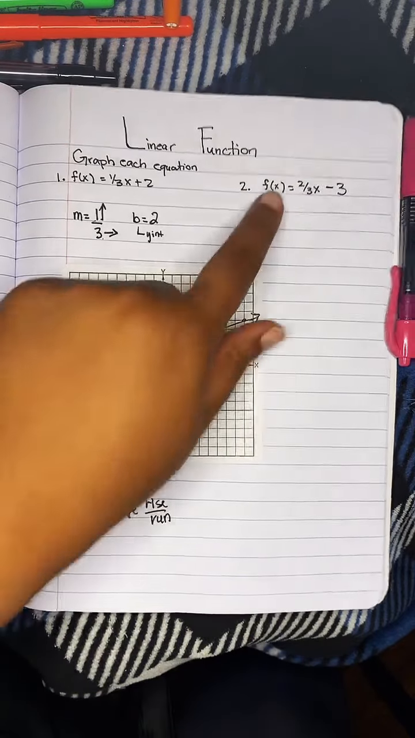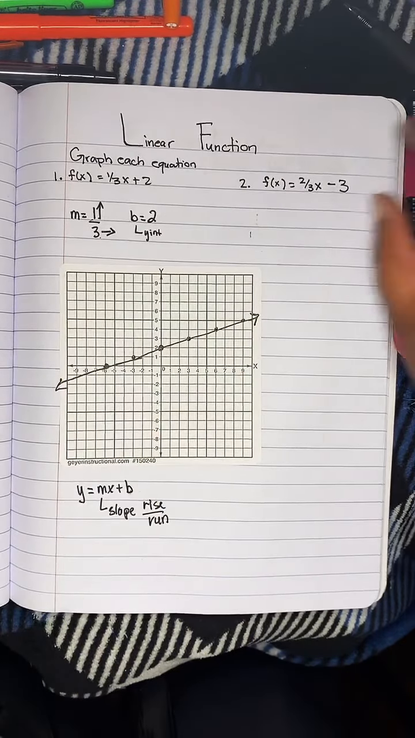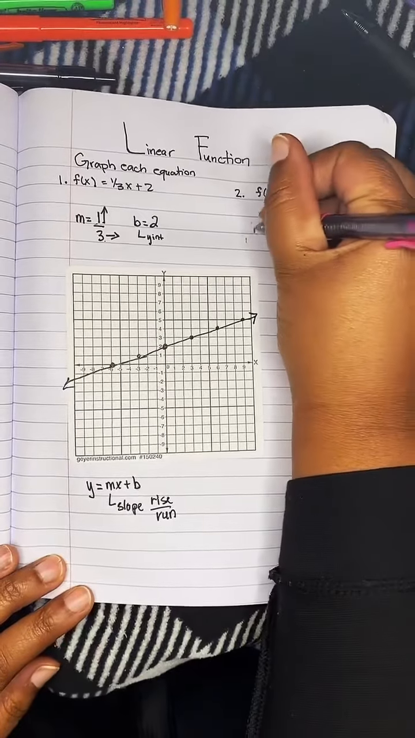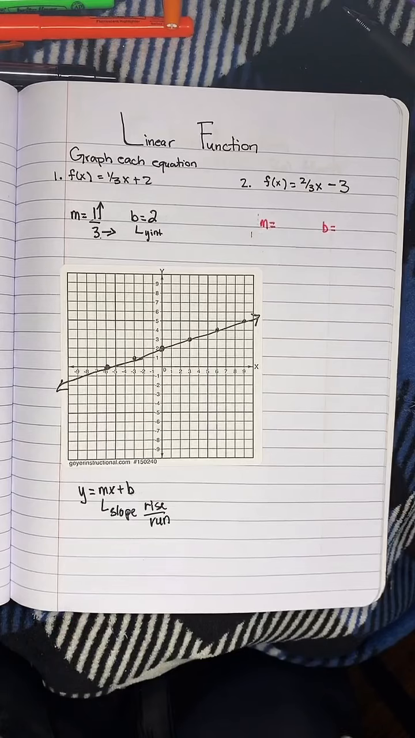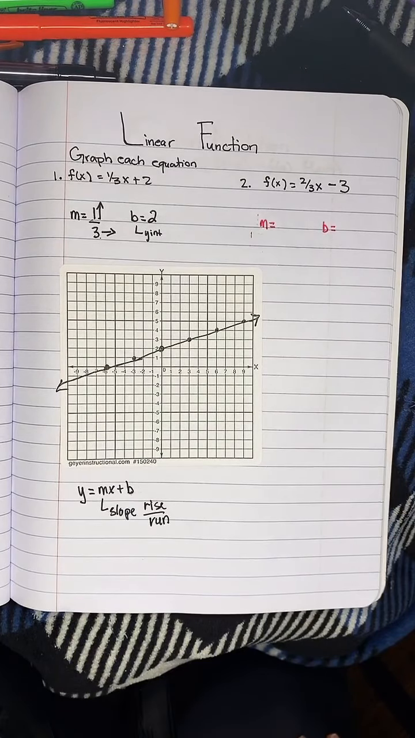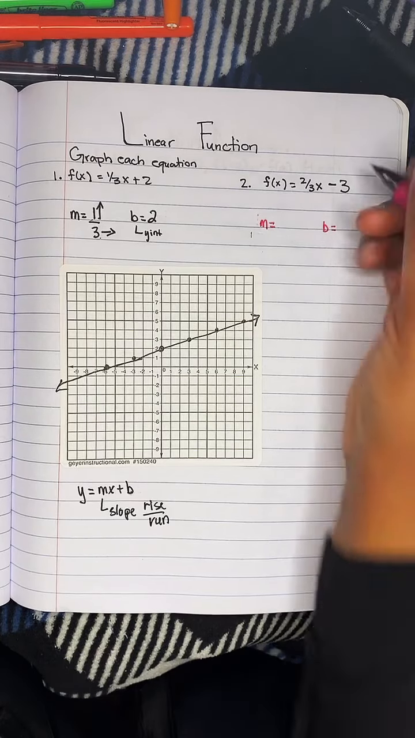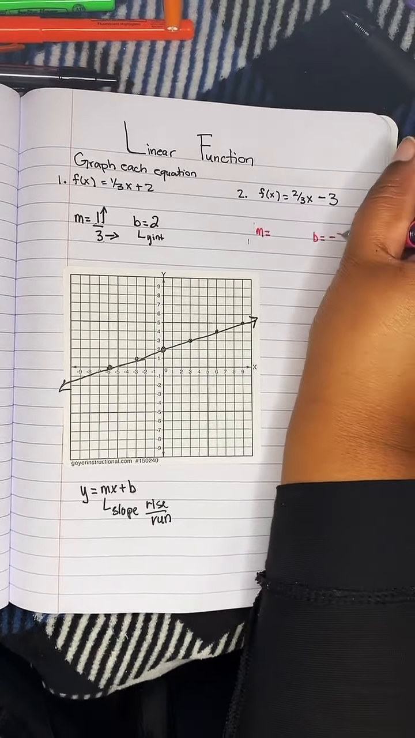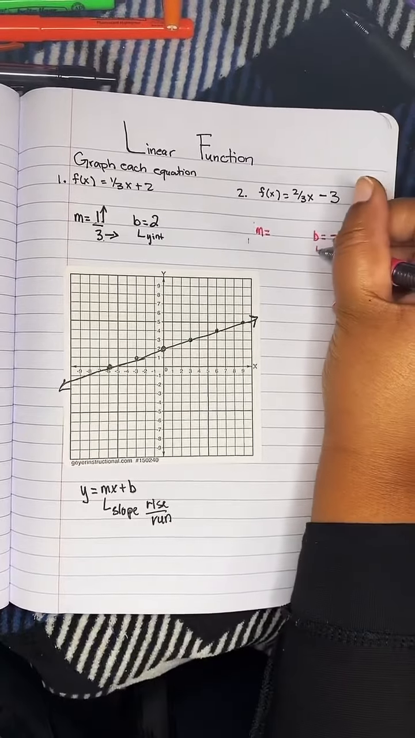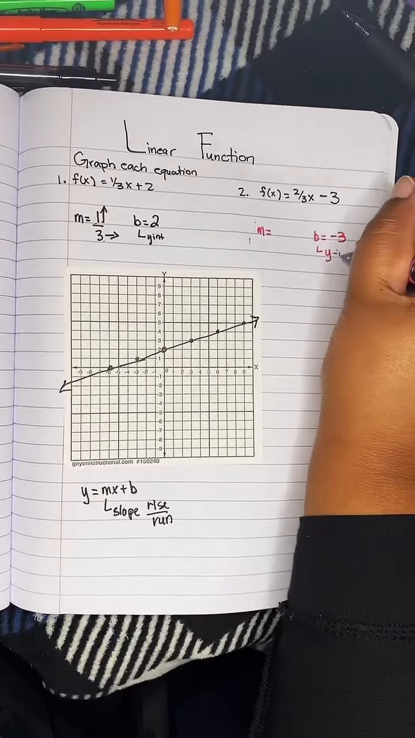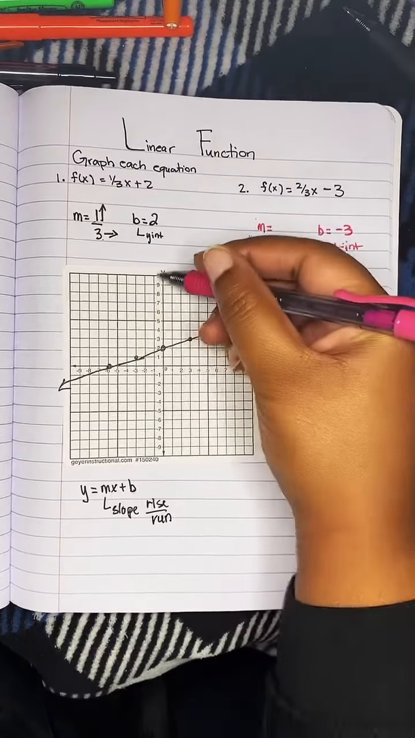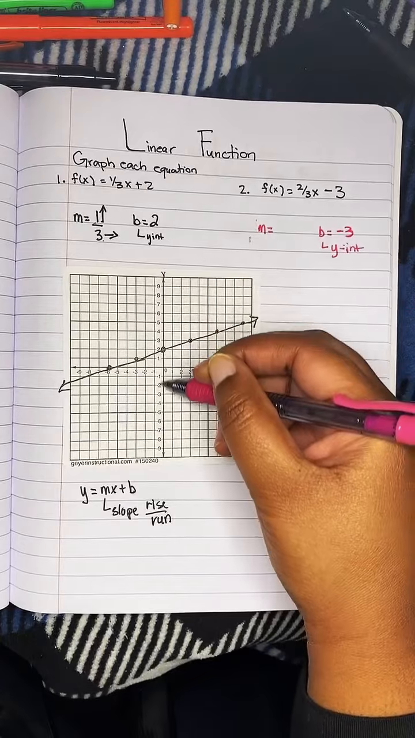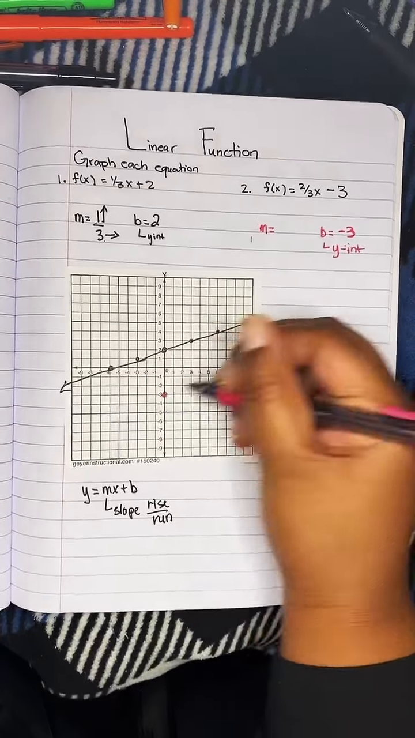Okay. So now let's graph this one. So I'm going to switch. So we have m equals and our b equals. Okay, so we have our b, which is -3. And remember, this is going to be on the y-intercept. So we're going to look on the y-axis, and we're going to put a point at -3.